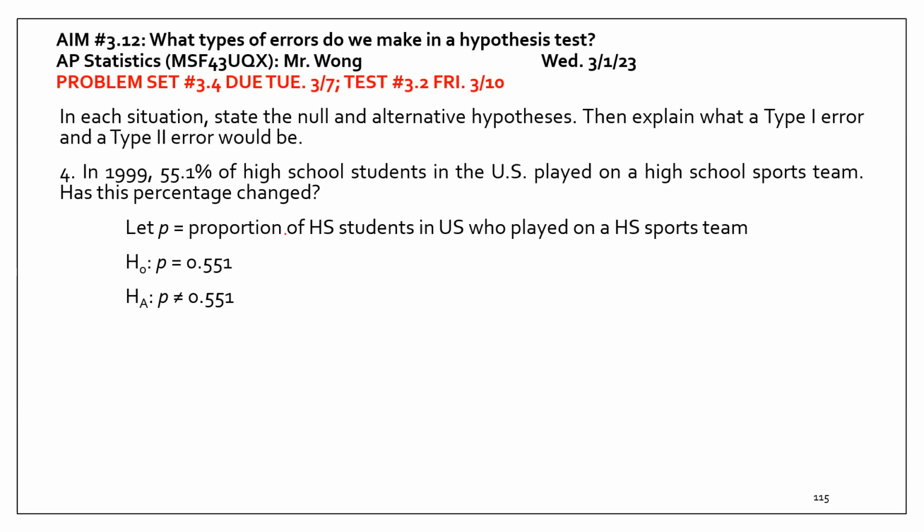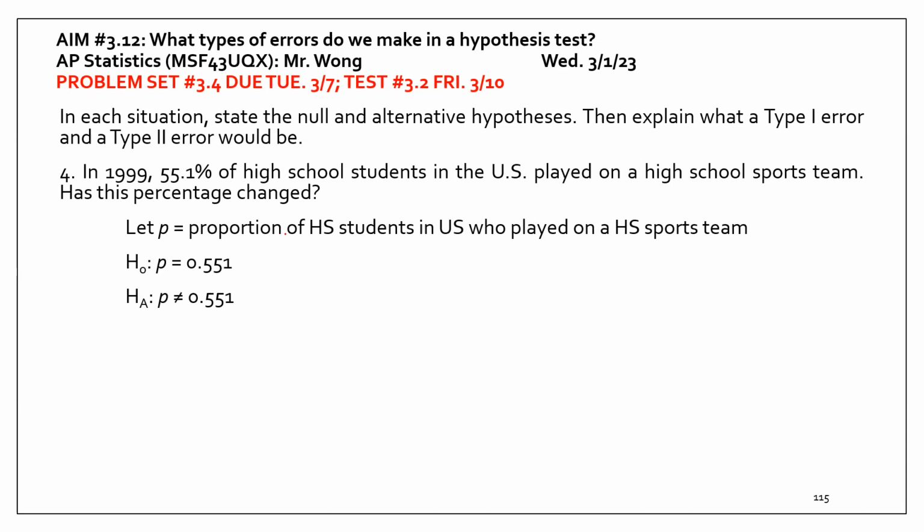So let's think this out. A type 1 error would be a false positive, so to speak. So a positive would be a conclusion with evidence in favor of which hypothesis? The alternative hypothesis. And so a false positive would be that that conclusion in favor of the alternative is in fact incorrect.